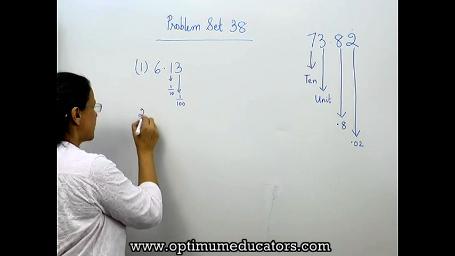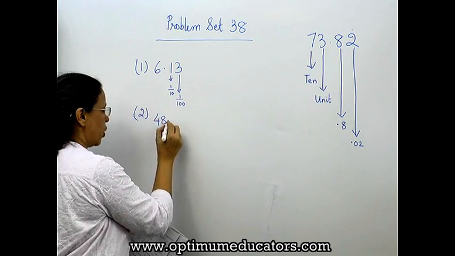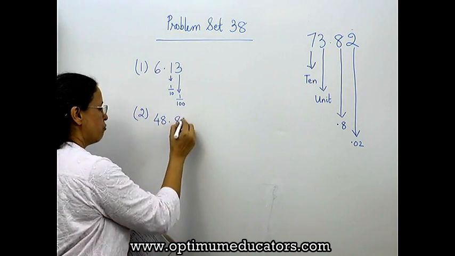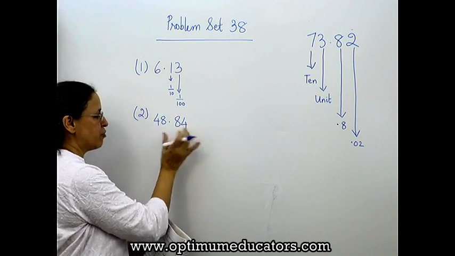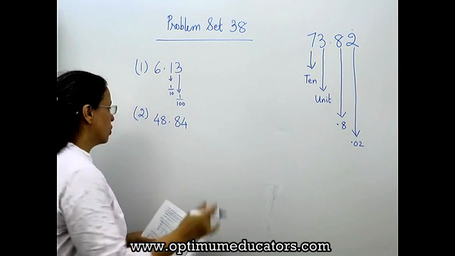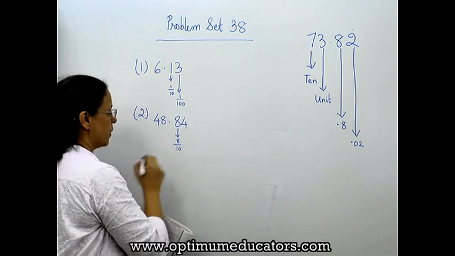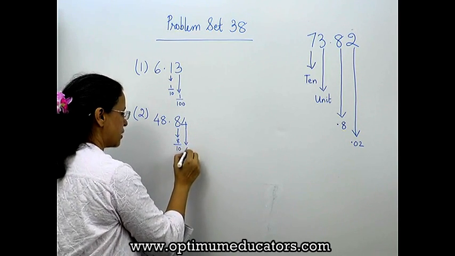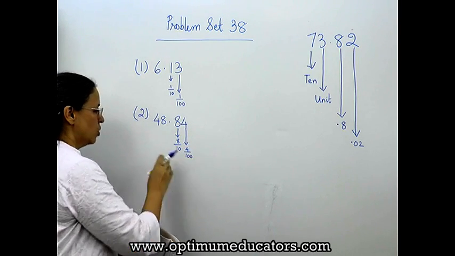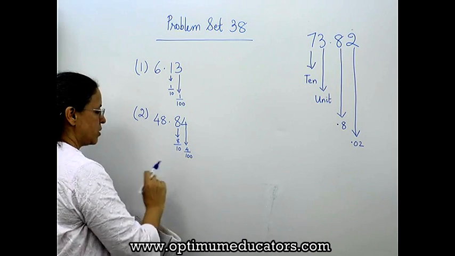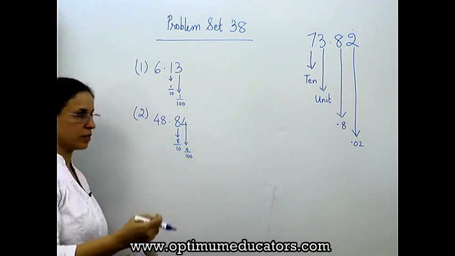Let us look at the next number. 48.84. Okay, so again we are not looking at this 48, only the decimal fraction. So this 8 will be 8 divided by 10 and this 4 we will write as 4 divided by 100. Okay, so this will be 0.8 and this will be 0.04 if you have to convert it.